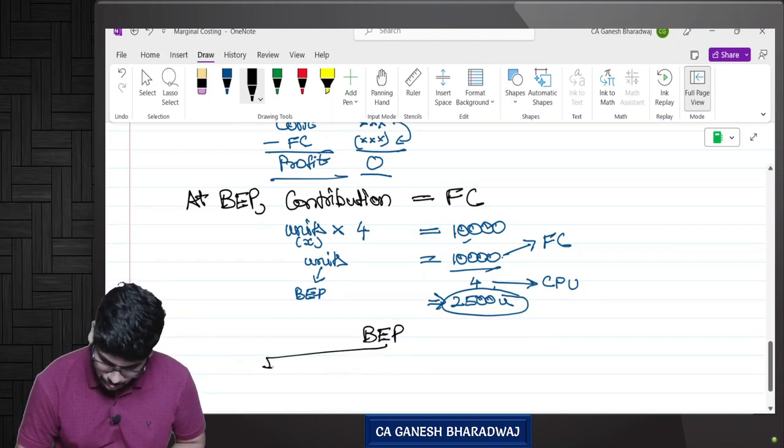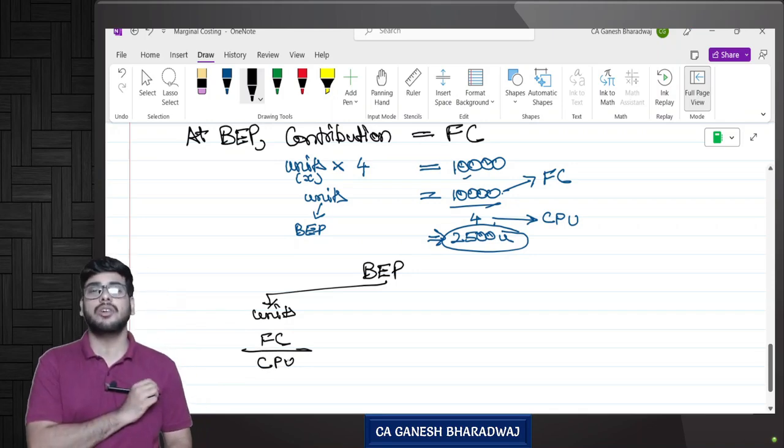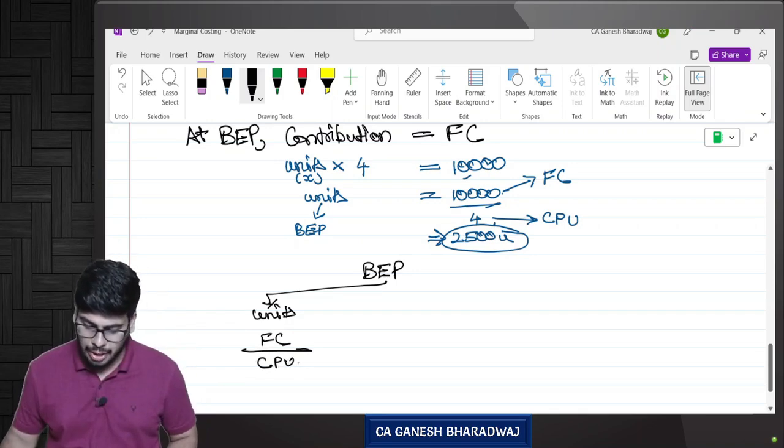break-even point in units is nothing but fixed cost divided by contribution per unit. Yes or no? Can we just go and check the calculation here?